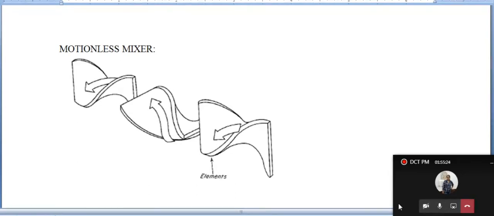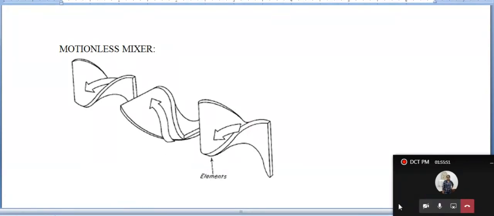Hence, in that case, what should we do? We should approach another mixer called a motionless mixer. This is the only equipment which is available in the chemical industry for mixing two gases. We have some other technologies, but the principle will be the same. So basically this consists of an element.